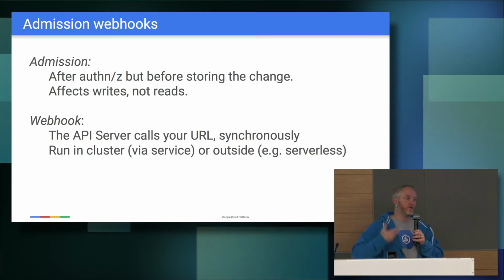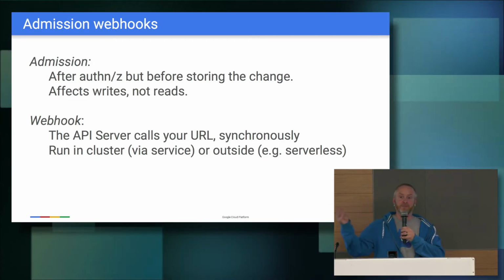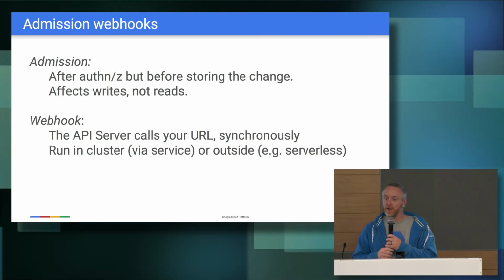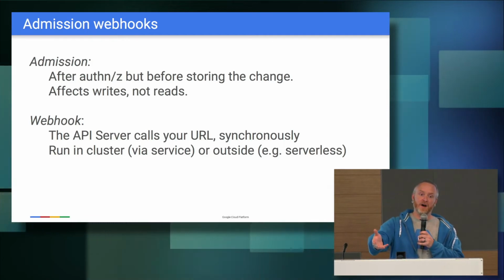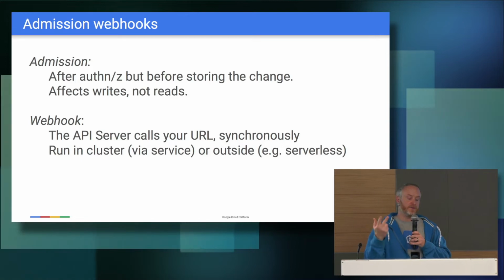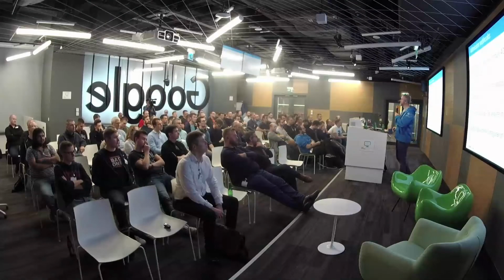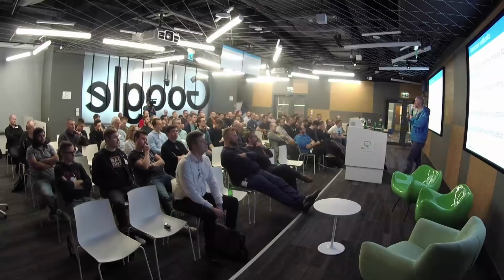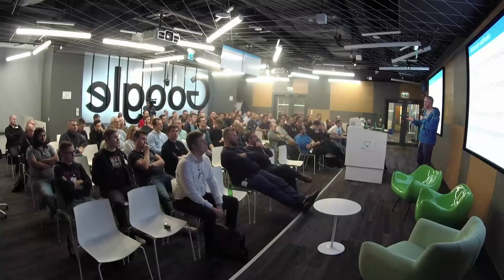And since it's a webhook, we call out to your service. So you provide something somewhere that is running at a URL, and we're going to call out, we're going to pass you the contents of an object, you're going to do what you're going to do to it, and you're going to return it. We have two different kinds of webhooks. We have mutating webhooks, which lets you go out and change the values that are in the object.